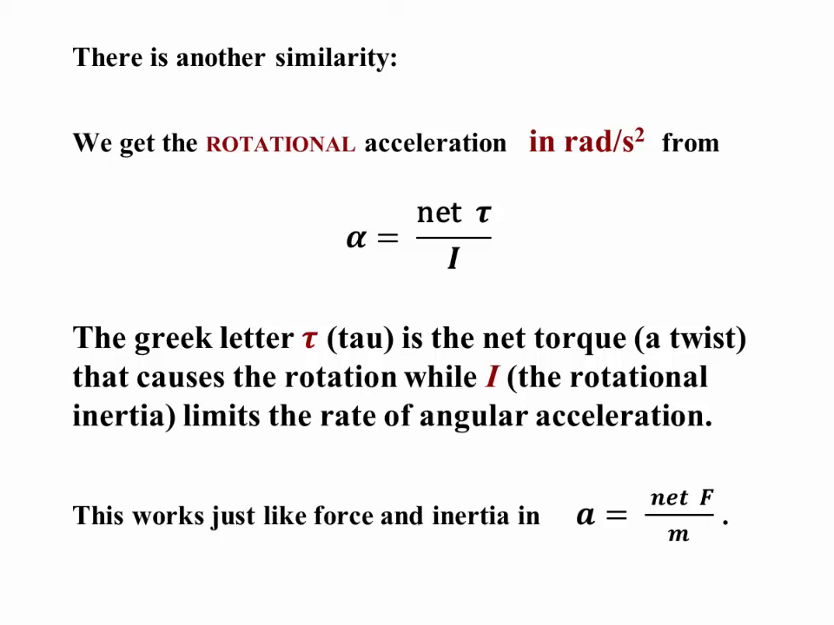We get the rotational acceleration in radians per second squared from an equation that relates alpha to the net torque. That's the Greek letter tau there for torque, which is a twist, divided by I, which is the rotational inertia, what's called the moment of inertia. And here the twist causes the rotation, and I, the inertia, resists it and therefore limits the rate of angular acceleration in exactly the same way that force causes a linear acceleration and the inertia, the mass, limits how big that acceleration can be.